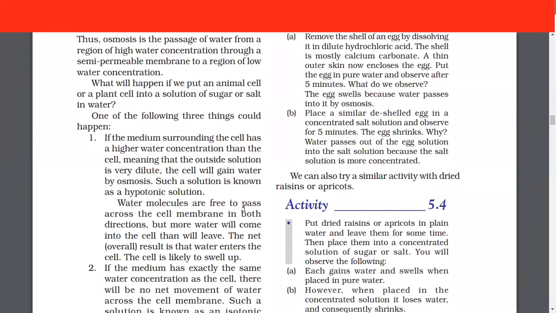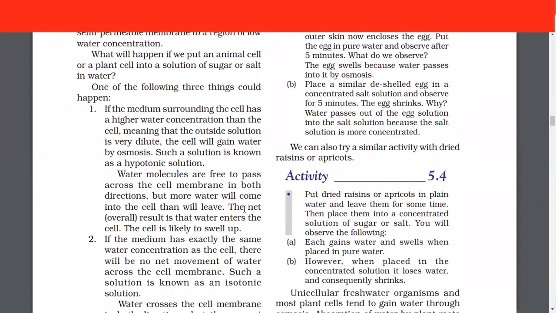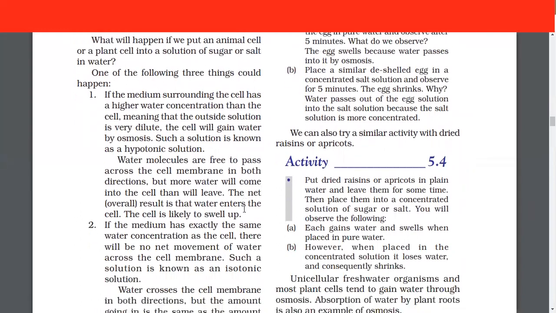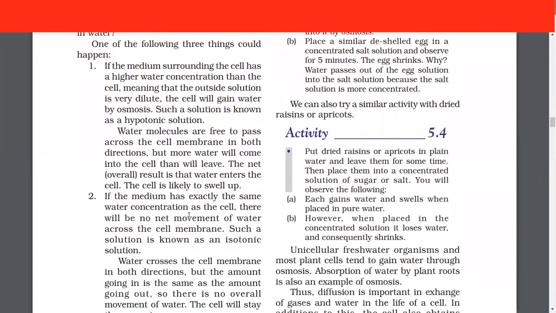What will happen if we put an animal cell or a plant cell into a solution of sugar or salt in water? One of the following three things could happen. If the medium surrounding the cell has a higher water concentration than the cell, meaning the outside solution is very dilute, the cell will gain water by osmosis. Such a solution is known as a hypotonic solution.